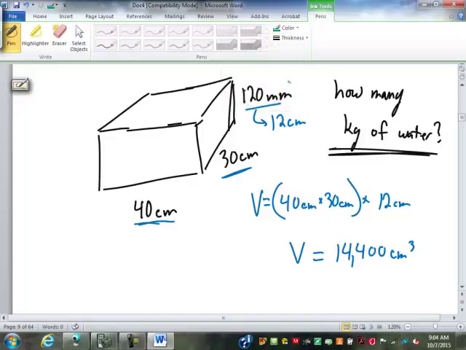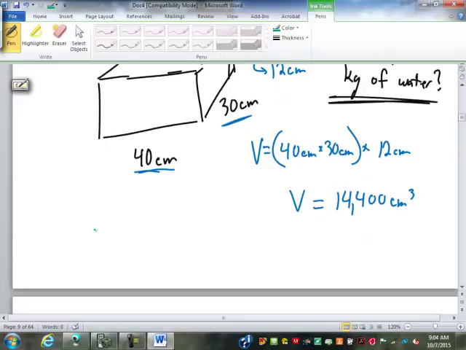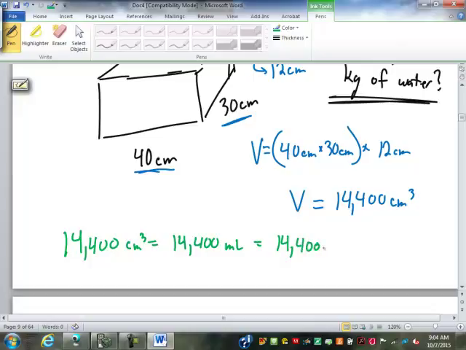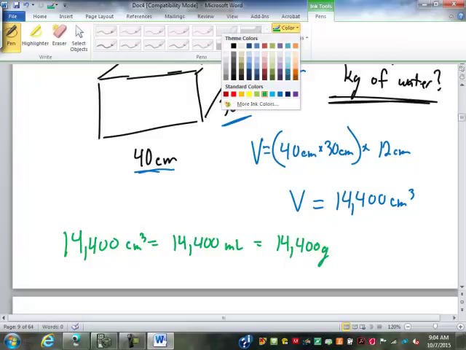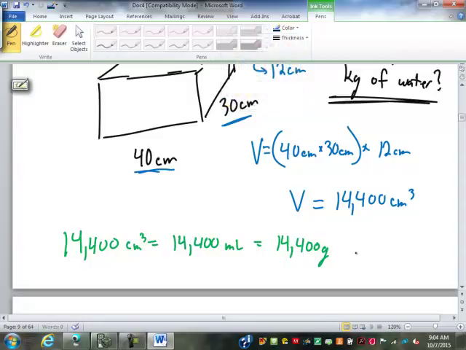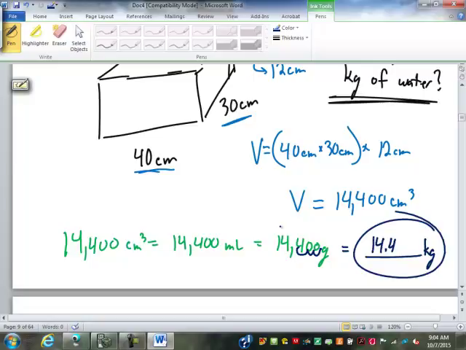So we need to change that into a capacity. 14,400 centimeters cubed is, of course, 14,400 milliliters, which, of course, is 14,400 grams of water. So now we have to do the conversion into kilograms. From grams to kilograms is 3 spots to the left. So that contains 14.4 kilograms of water.